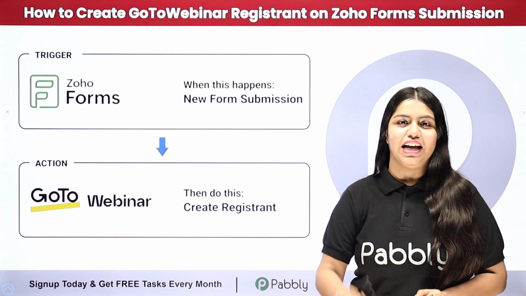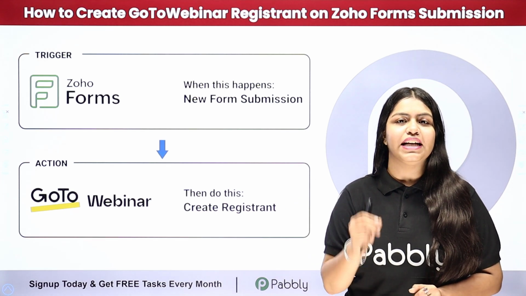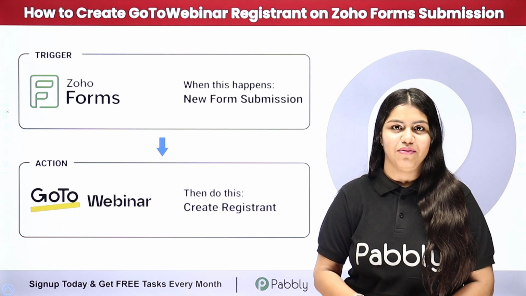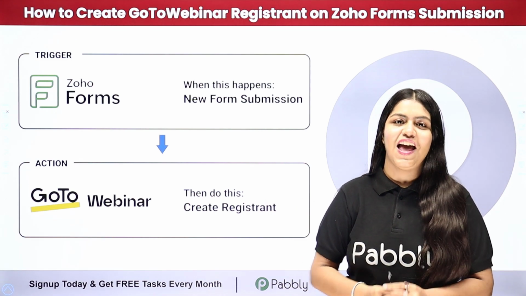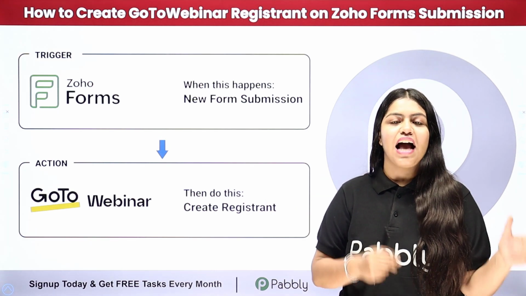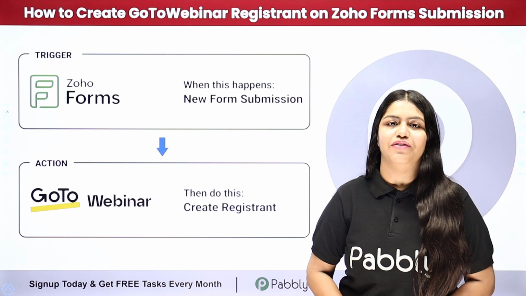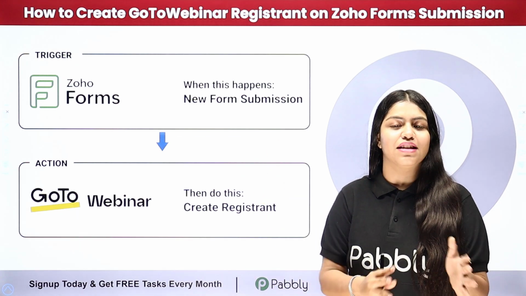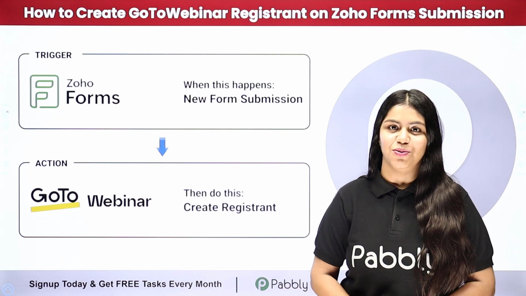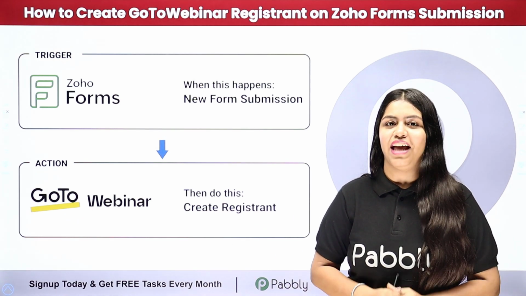So here I'm running an edutech company and we regularly conduct webinars for the same. And we use Zoho Forms to collect the registrations of these webinars. So now what I want is that as soon as someone registers for the webinar with the help of Zoho Forms, automatically a new registrant should be added into my GoToWebinar account too. That too without any manual efforts.